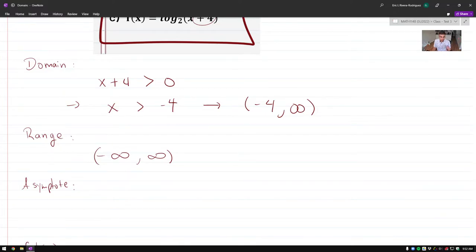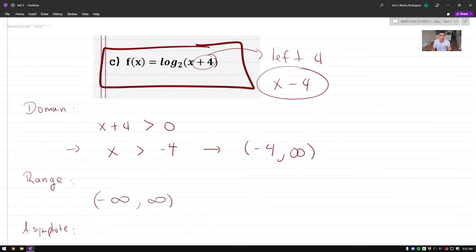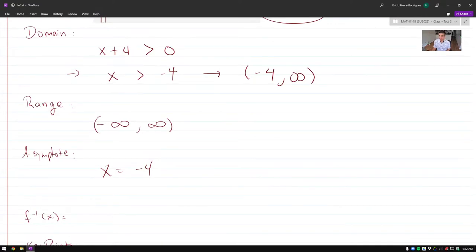So that means that all x coordinates, this plus 4 means left 4 units, means that all x coordinates minus 4. That also applies to the asymptote. So the vertical asymptote here has the equation x equals minus 4. And that makes sense with the domain. Look where the domain starts: at negative 4 without including it, because at negative 4 we have the vertical asymptote.